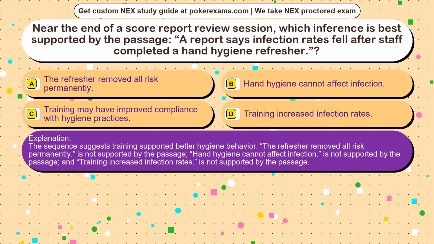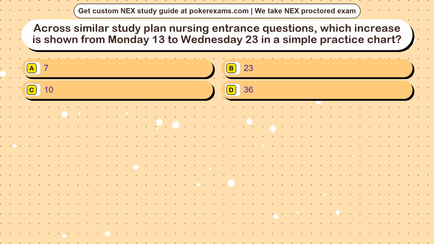Question 20. Across similar study plan nursing entrance questions, which increase is shown from Monday 13 to Wednesday 23 in a simple practice chart? Option A, 7. Option B, 23. Option C, 10. Option D, 36.